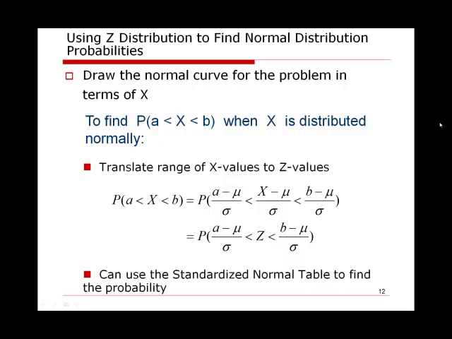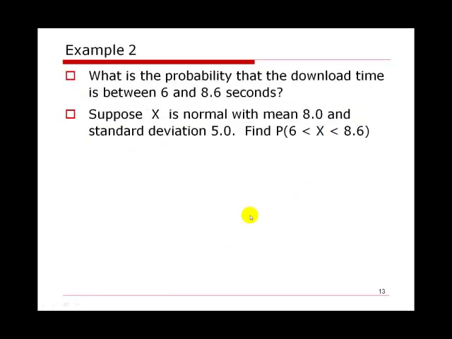For a general normal distribution probability, if we're looking for the probability x is between two values, we can always do the transformation to get the corresponding z value range. And as long as we have the z value range, we can use the standard normal distribution table to find the probability. So let's take a look at an example. We're looking at the same probability distribution, and here we're looking for the probability that the download time is between 6 and 8.6 seconds.